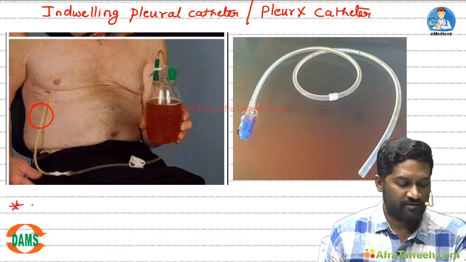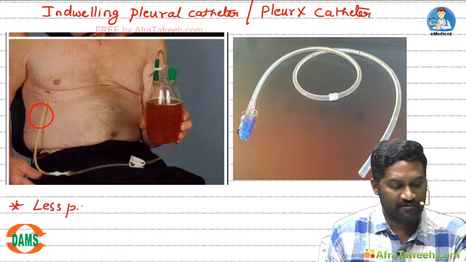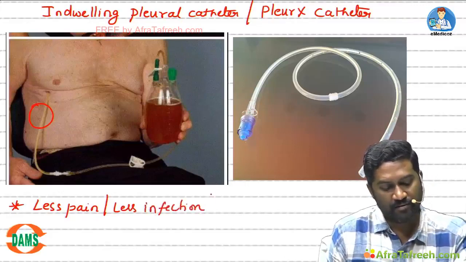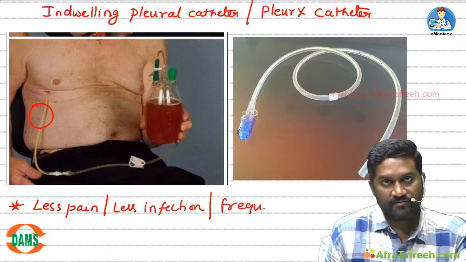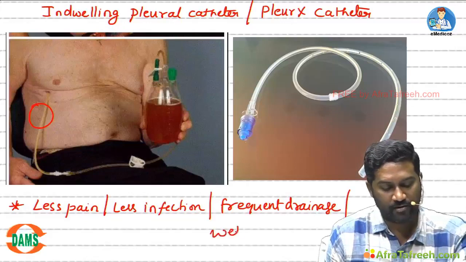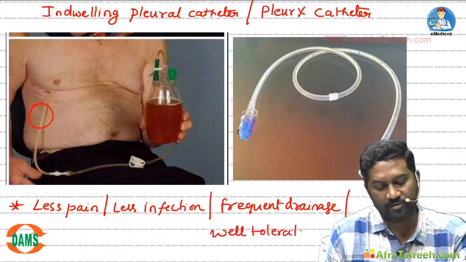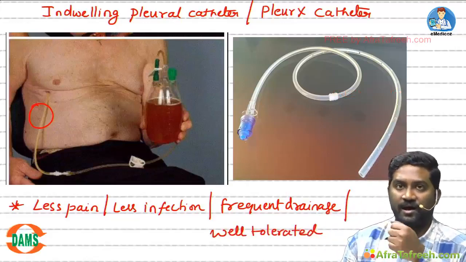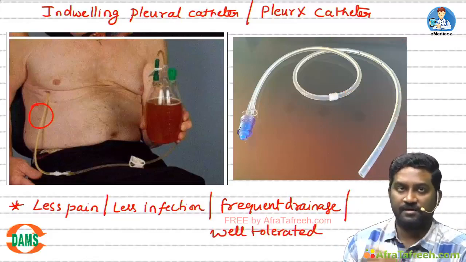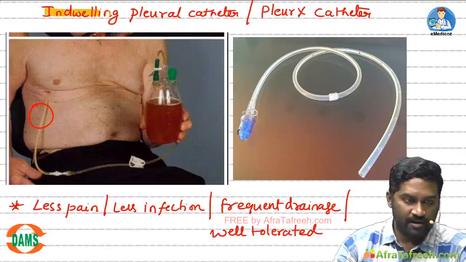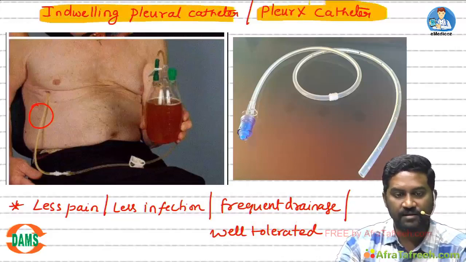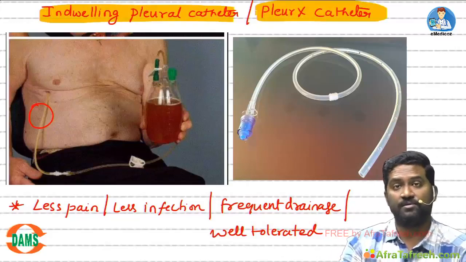Now the advantage of this is, the patient will have less pain, less chances of infection, frequent drainage, and many studies have shown this was well tolerated, and many patients experience it as well tolerated. So the conventional method is putting an ICD and pleurodesis. The recent one is the indwelling pleural catheter, also called a Pleurx catheter.